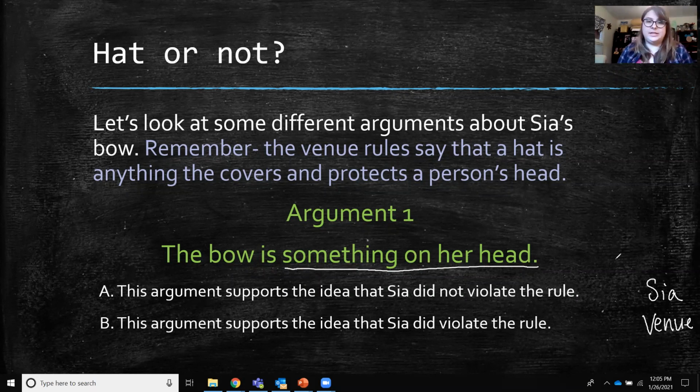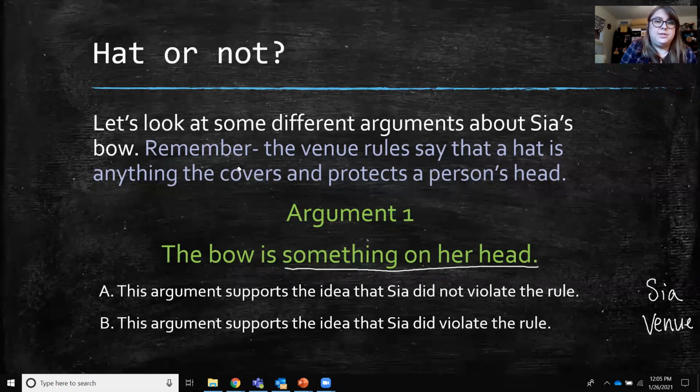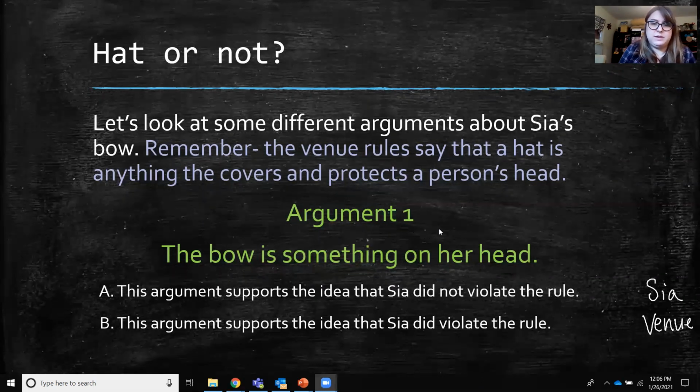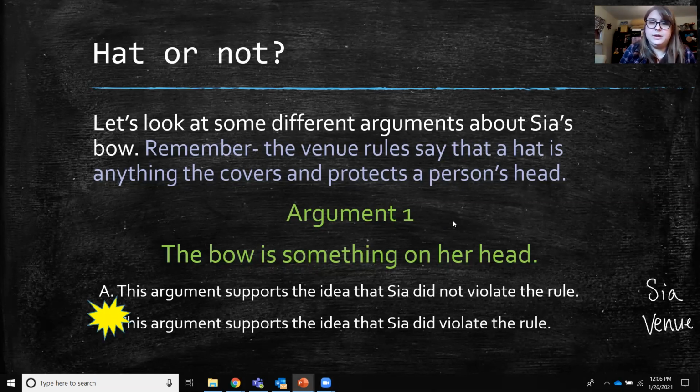Okay, so coming back to the definition, it's anything that covers and protects a person's head. Well, if the bow is on her head, I think that might fit the definition of the rule there. So I think that this actually is going to belong to the venue. I think this would belong to an argument that the venue might make. And that's my correct answer here.